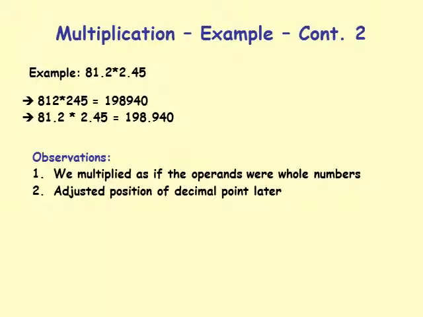Let's make some observations. We multiplied as if the operands were whole numbers, and adjusted the position of the decimal point later. After we got done with the multiplication, we had 1 digit to the right here, 2 digits to the right here, and 3 digits in the answer.